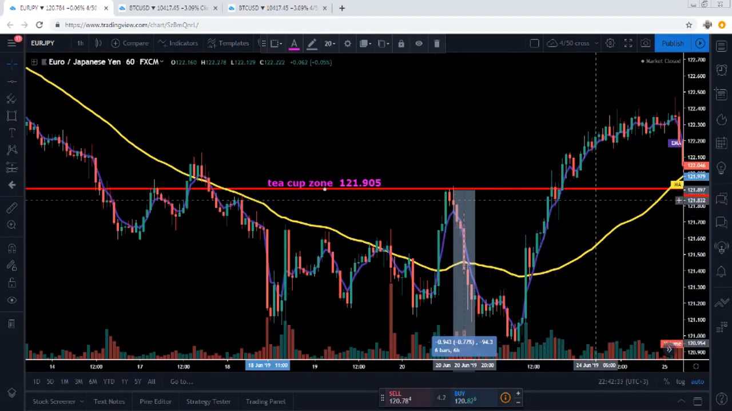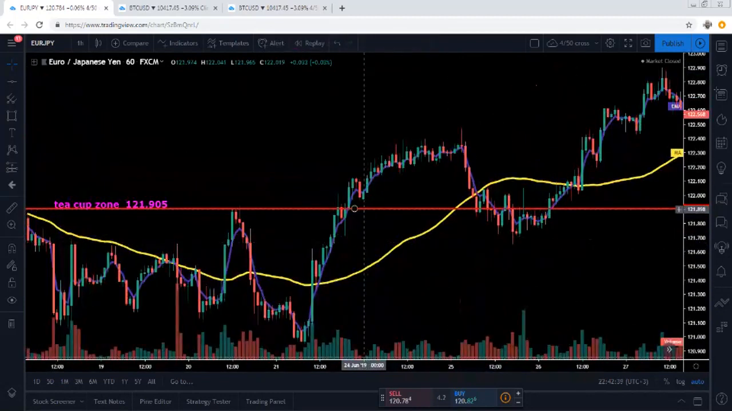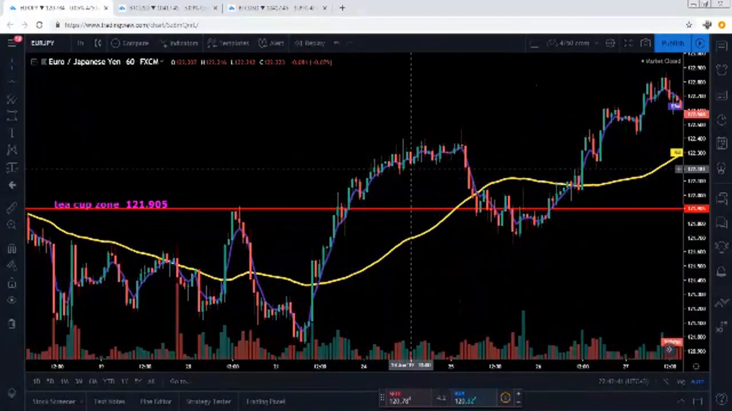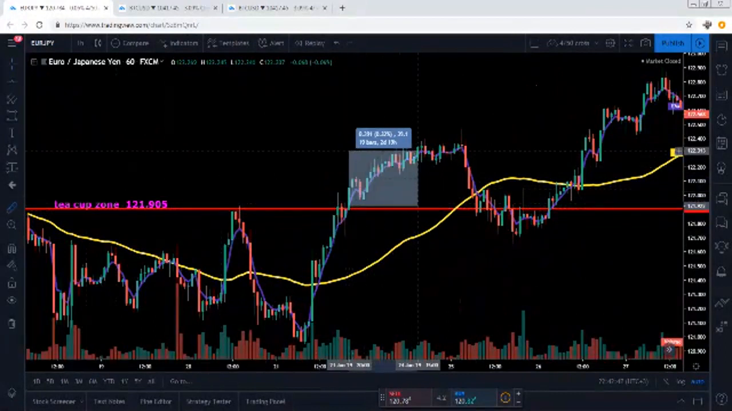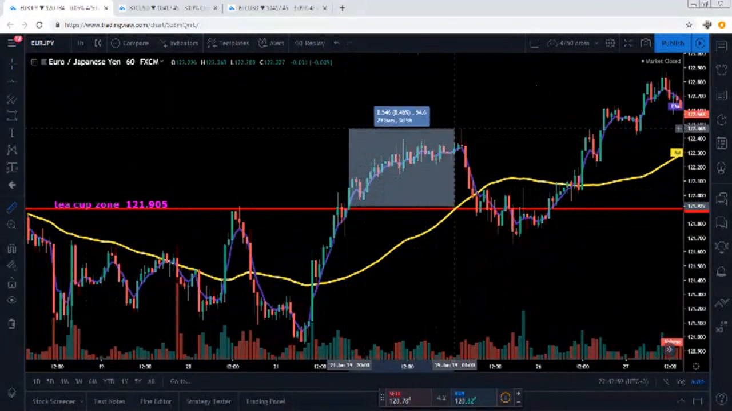On the third time, I wouldn't take it because you're going to blow through. It's going to violate it, and it's definitely going to hit your stop loss. This is definitely above 30 pips, 50-something pips. Yeah, it knocks you out of the trade.